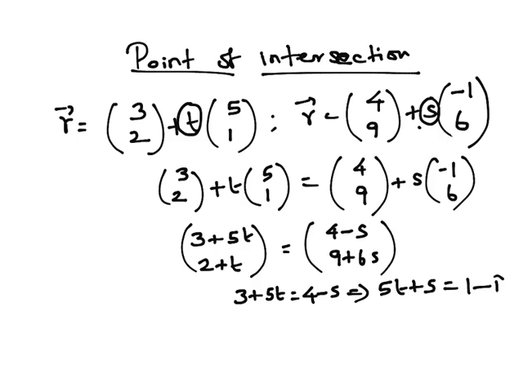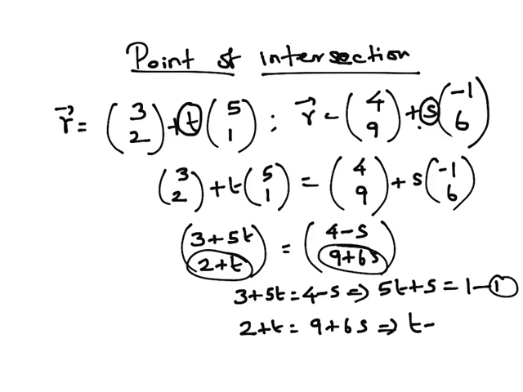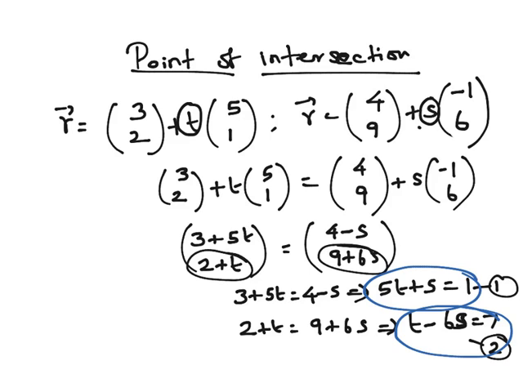So I can take this as equation 1. Now if you equate this and this, the second component, so 2 plus t equal to 9 plus 6s, which means t minus 6s equal to 7. This is equation 2. Okay, so I got two equations now. This is equation number 1 in t and s. This is equation number 2 in t and s. So how do I do it? Very simple. You already know how to solve a simultaneous system of equations.